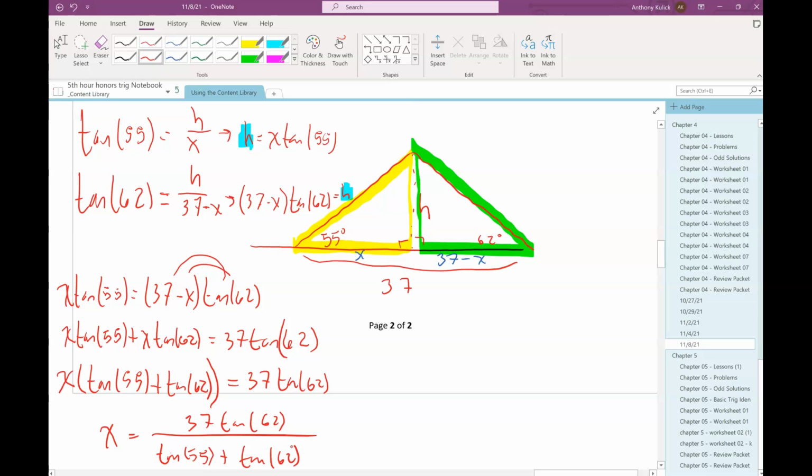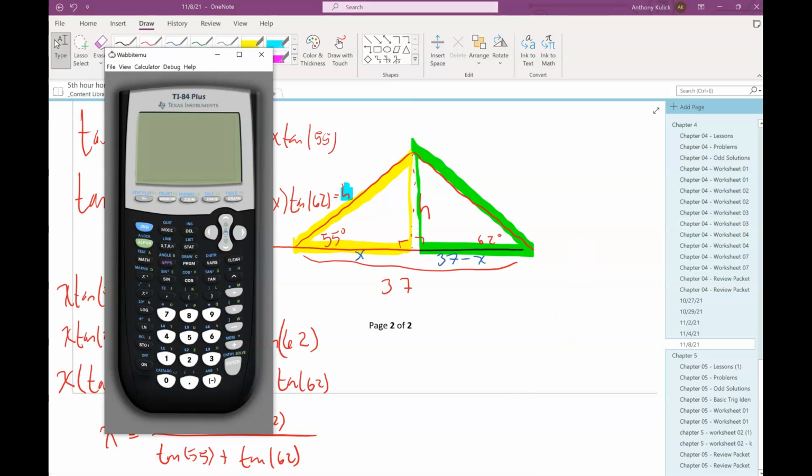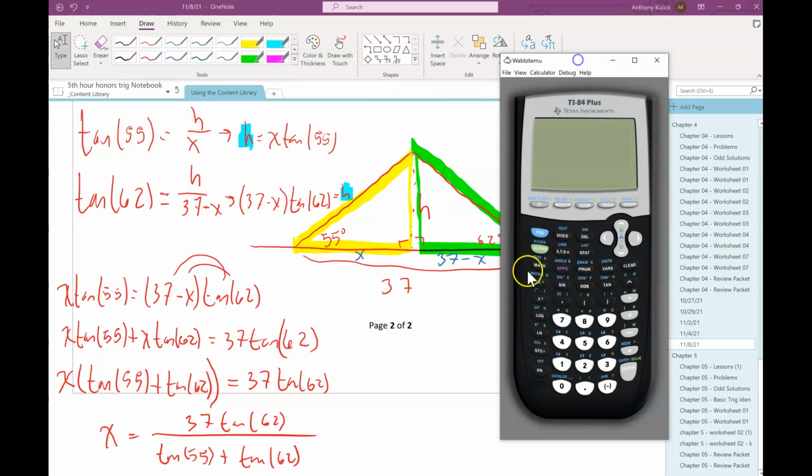I can then divide both sides by tan 55 plus tan 62. And then it's calculator time. Note that I'm not looking to solve for x, though. I want h, but I need to get that value for x as an intermediary. This is going to be rather complicated to type in my calculator, so I'm going to use the fraction command to make sure that I don't goof up any parentheses, because there's potentially a lot of parentheses in there, and it's a heck of a lot easier to type it in my calculator the way it looks on my sheet of paper.